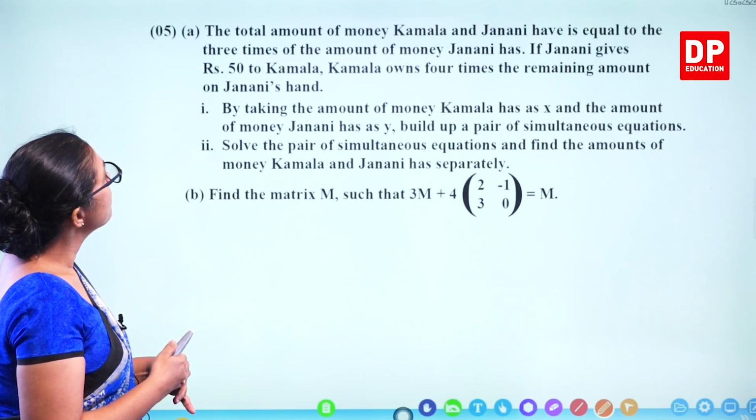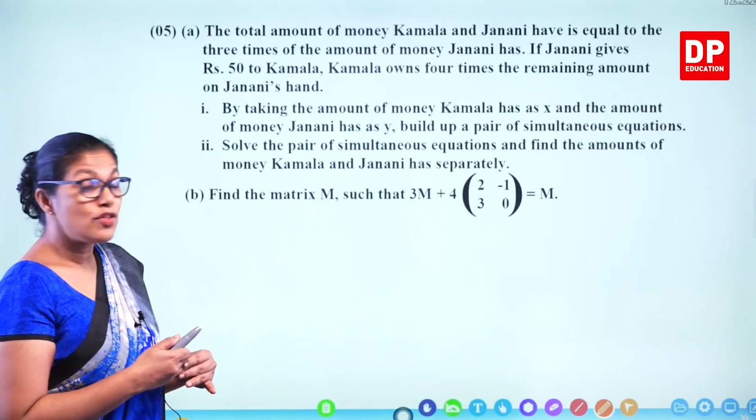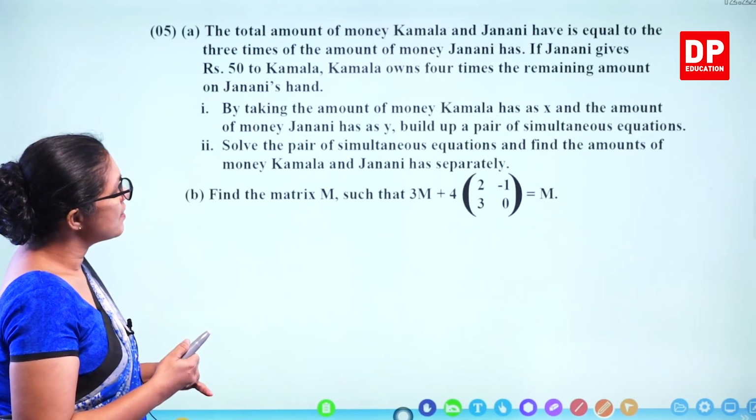Now you can do question number 5. Part A is about equations, simultaneous equations, and part B is matrices. So do that now.